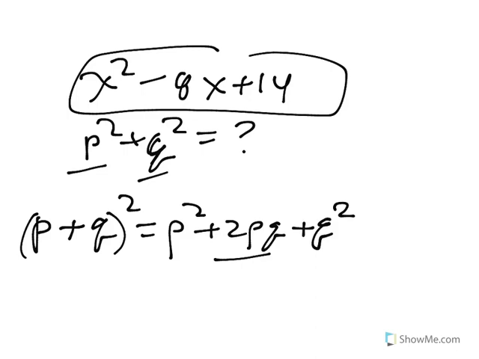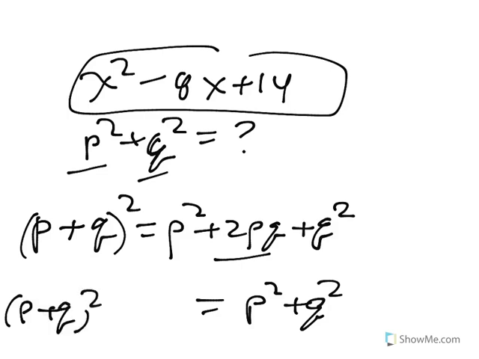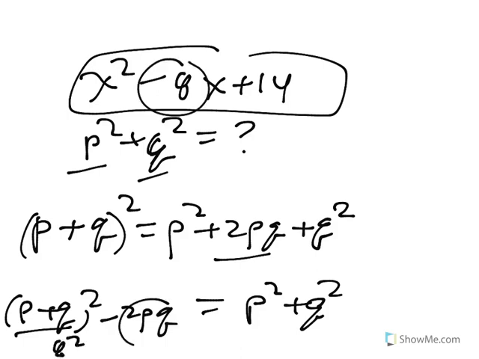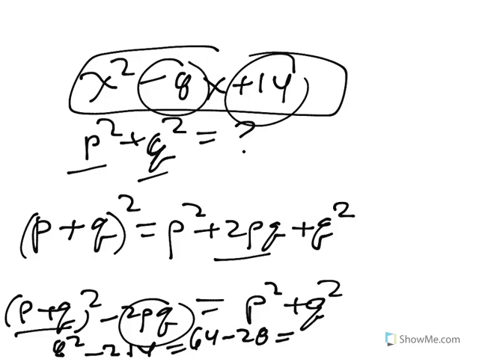if I subtract the 2pq from both sides, I get on the right p squared plus q squared, which is my goal. And on the left, I have (p plus q) squared minus 2pq. Well, p plus q is 8, and I have 8 squared. And pq is 14, so I have 8 squared minus 2 times 14, which is 64 minus 28, which is 36. And that's the answer for the sum of the squares of the roots.